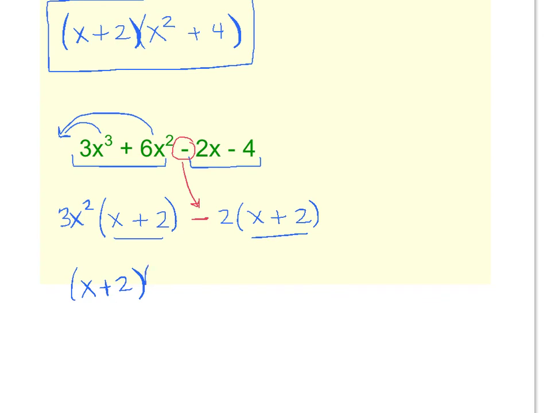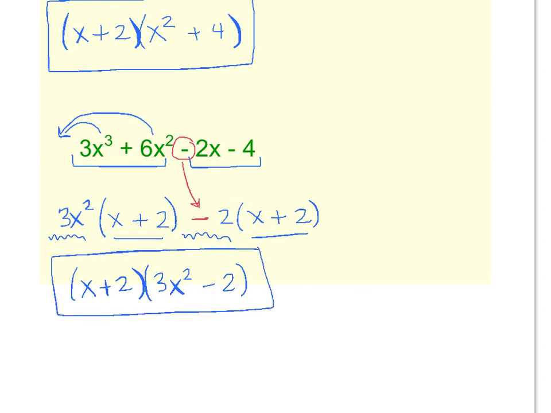And then in our second set of parentheses, you're going to take your 3x squared and this minus 2. And we have factored by grouping. The more you practice this, you get the hang of it. It's really not too bad because it basically uses your factoring using your GCF, which is nice.